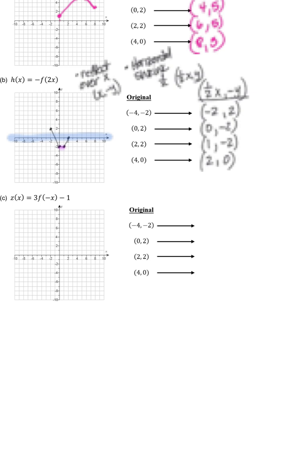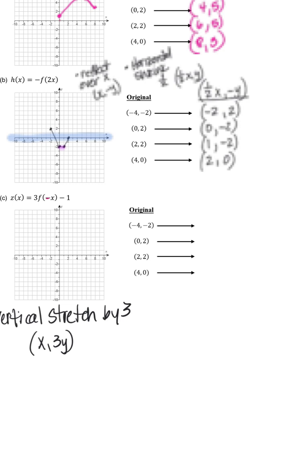All right, the last one, there's a lot going on in this one. There's 3 things. We have the 3 in the front, which means it's going to be a vertical stretch. So I'm going to come down here. So we have a vertical stretch by 3. So that's going to be x, 3y. Then we have the negative inside, which is a reflection over the y-axis.